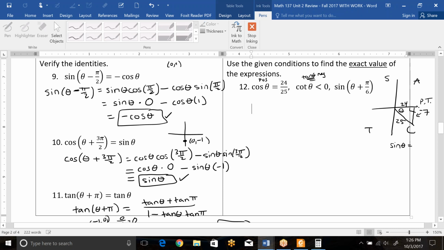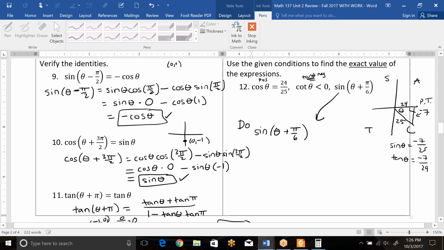And this is negative, by the way. I did not mark that. That's why the quadrant mattered. You needed to know if the missing leg was going to be positive or negative. So since that's negative, the sine is negative 7 over 25. And the tangent theta, even though we don't really need it for this problem, is opposite over adjacent, so that's negative 7 over 24. Now what they want us to actually do is sine of theta plus pi over 6.